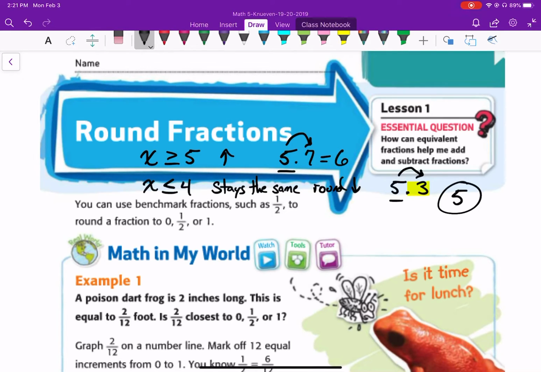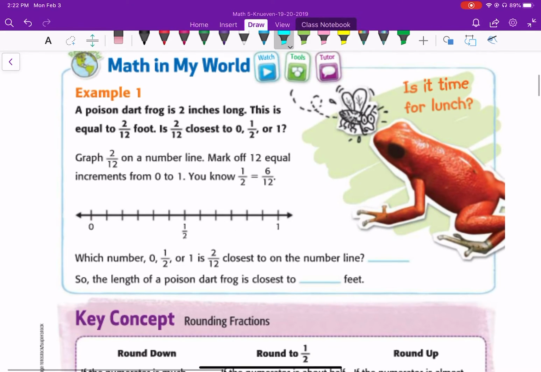So we're going to apply that same idea, but now with fractions. And in fractions, remember they're parts of a whole. So we're going to be looking at them as taking them to a benchmark, such as 0, half, or 1. So let's look at an example here. A poisonous dart frog is 2 inches long. This is equal to 2/12 of a foot. Is 2/12 closest to 0, half, or 1?